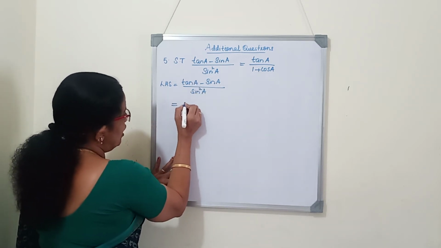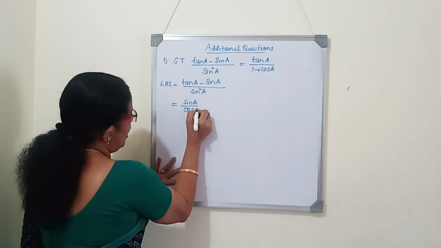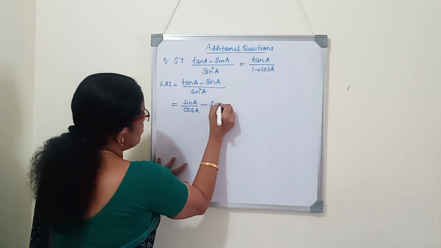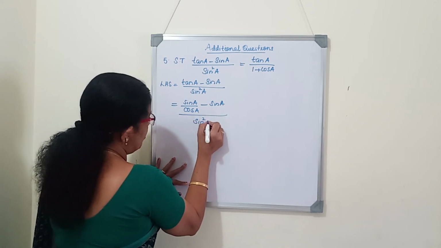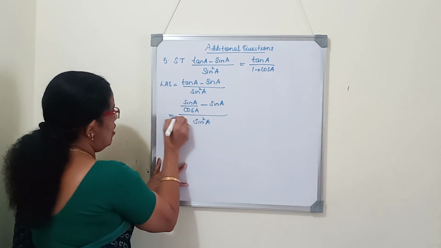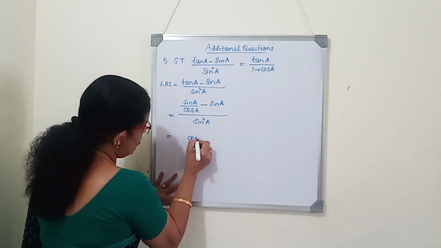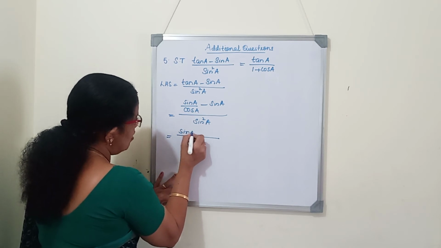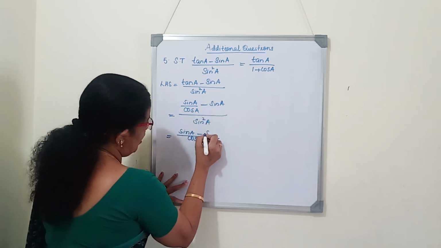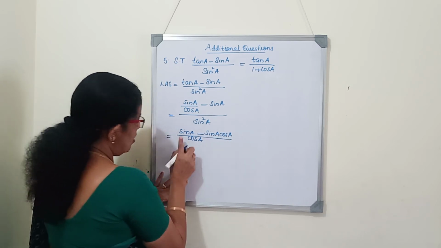So tan A we will change as sin A by cos A, and minus sin A as it is. Sin square A we have to change, but first time I will write as it is, later we will change it. Now we will take LCM in the numerator. Cos A is the LCM. So sin A we will write as it is. Here we will multiply sin A into cos A, sin A cos A. So this is the numerator.